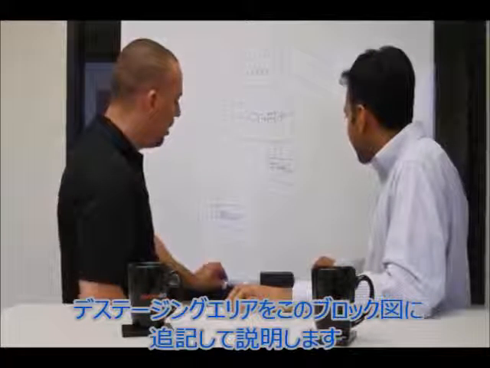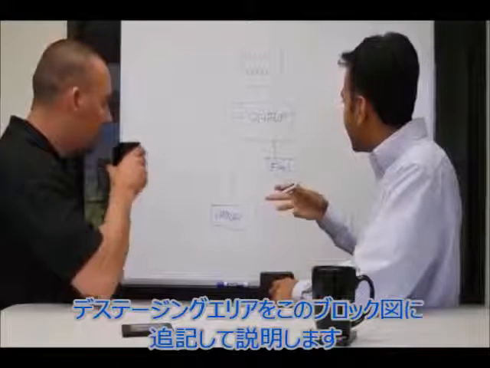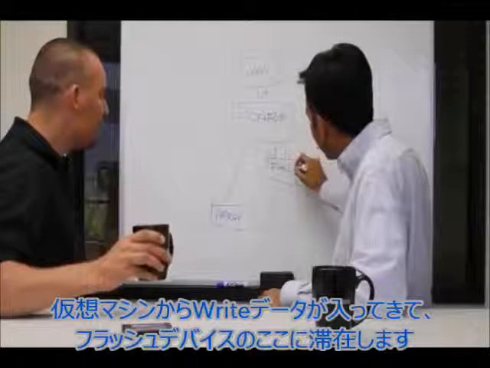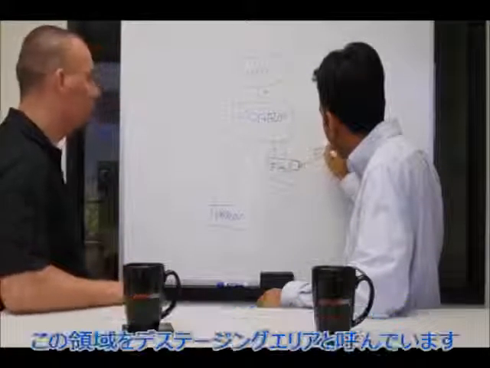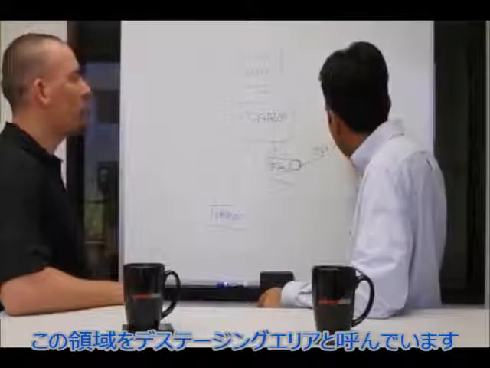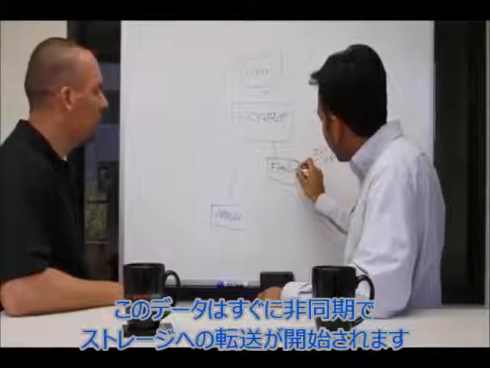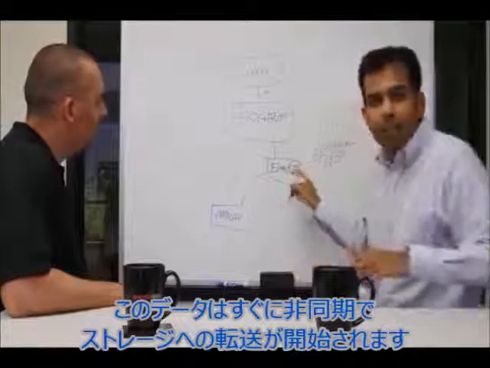Sure. So by de-staging area, just to maintain continuity from your blog post, you're talking about the writes coming in from here, making it to the flash device, and they're all held out here. Yeah. And this area is called the de-staging area. And then eventually we are going to asynchronously write out these writes that we have collected into the array.